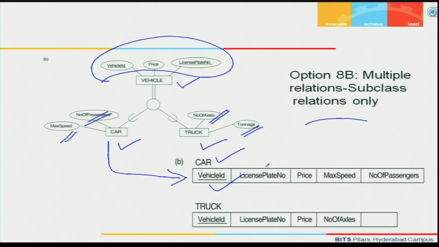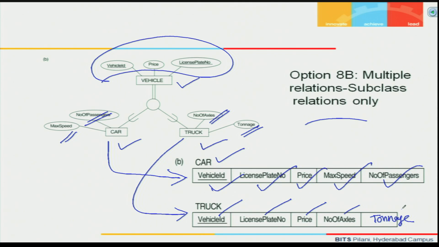So that is why I have vehicle ID, license plate number, price, maximum speed and the number of passengers. Of course, the vehicle ID becomes the primary key here, and then I have another relation for capturing the truck related data, and here also I have license plate number, price, and vehicle ID, and then number of axles has been added as a specific attribute. Of course, it will also contain the tonnage, which is the specific attribute of this subclass, and this is how we can capture the superclass and subclass concepts that we see in ER diagrams into relation schemas.